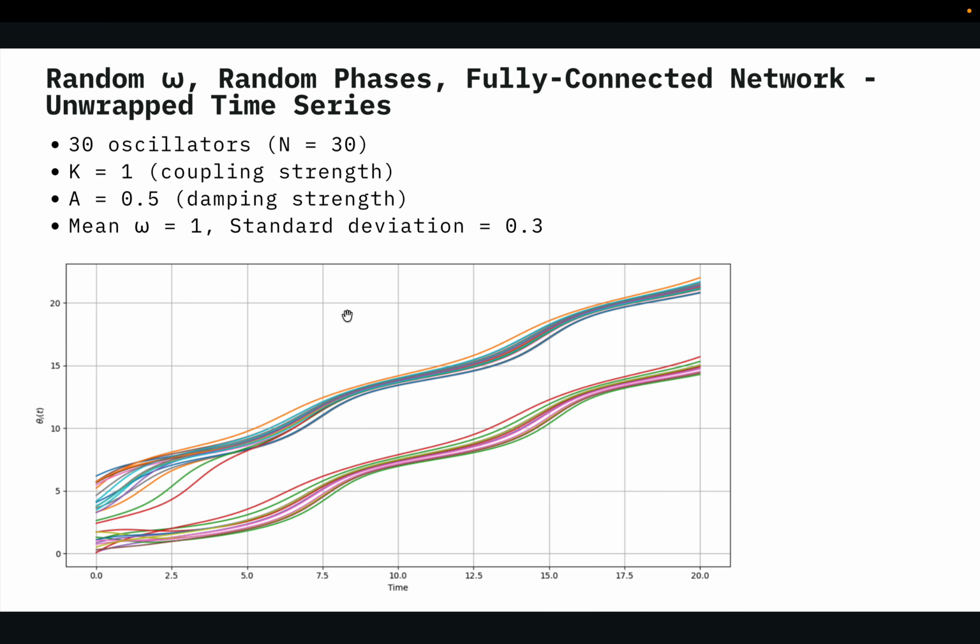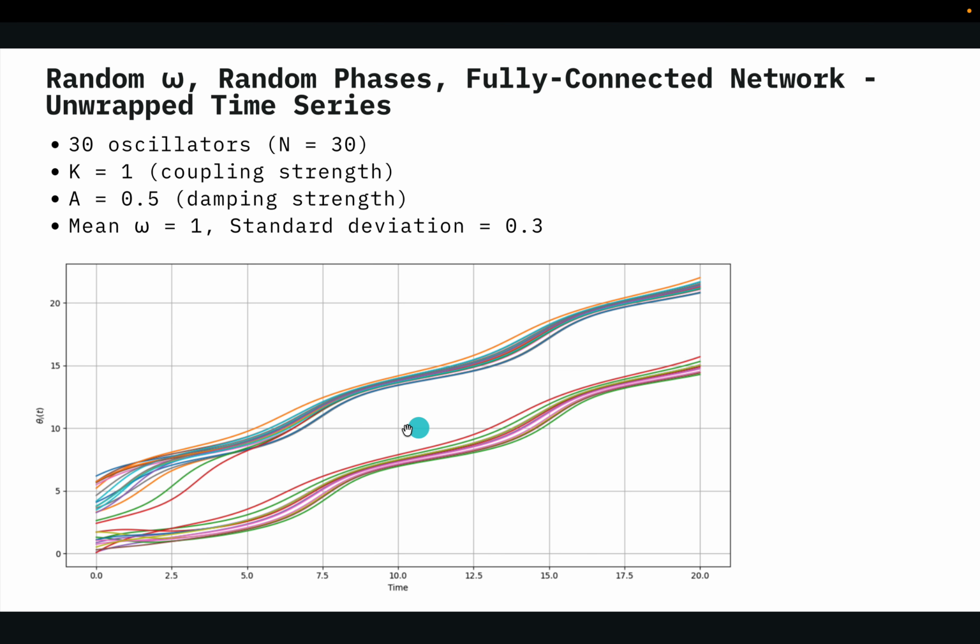I have chosen K to be 1, A to be 0.5, and mean omega is 1 and standard deviation is 0.3. So here we don't expect any fixed point behavior. We expect the oscillators to continue oscillating because omega is greater than A. The standard deviation of omega is 0.3, so the minimum value of omega is 1 minus 0.3, which is 0.7, and it is still greater than 0.5. So of course you have oscillation.